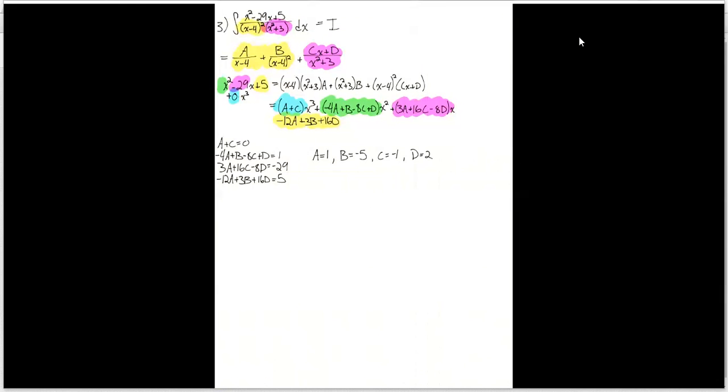Maybe the first equation wasn't A plus C equals 0. We just had A equals 0, right? And then we can get rid of that term completely, right? And then all we need to do is solve for the other 3, and those might be simple things.